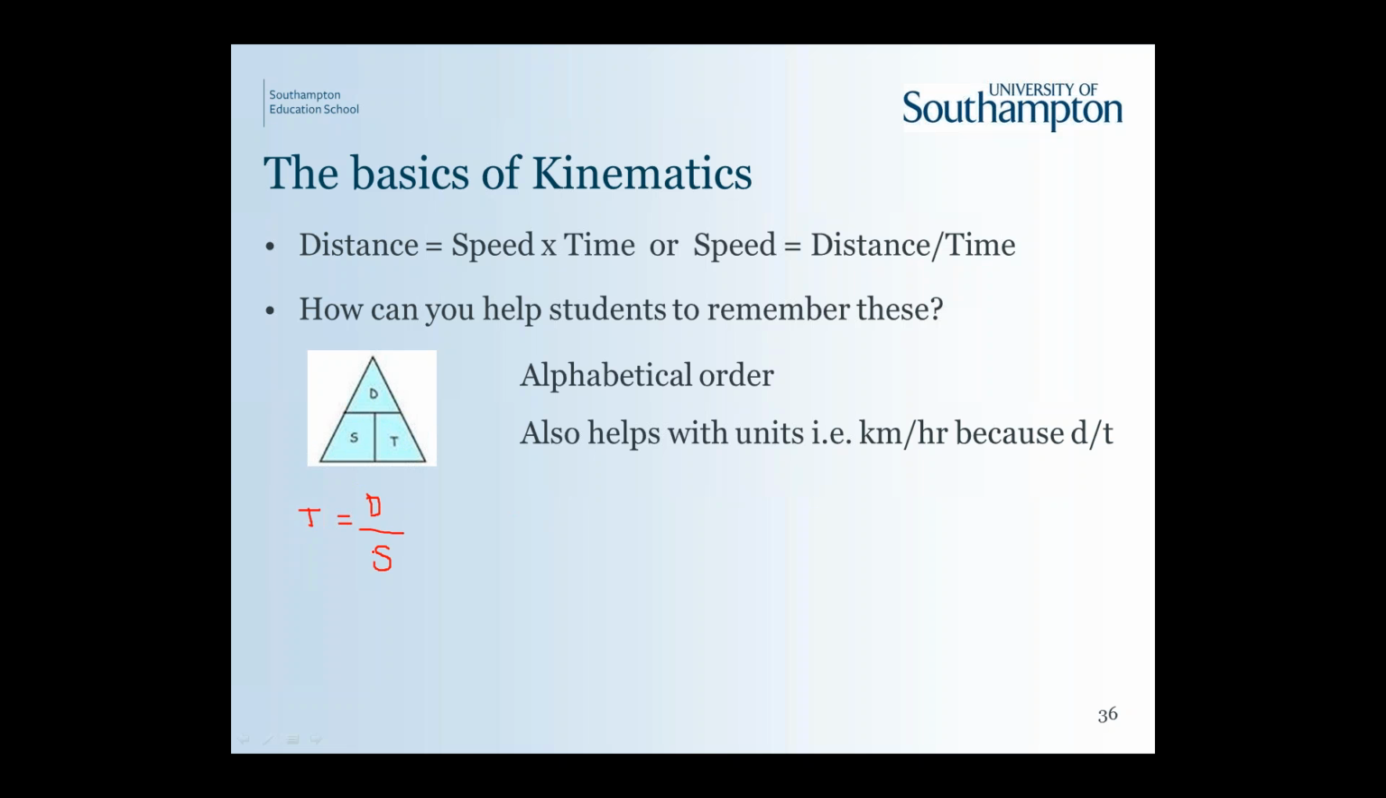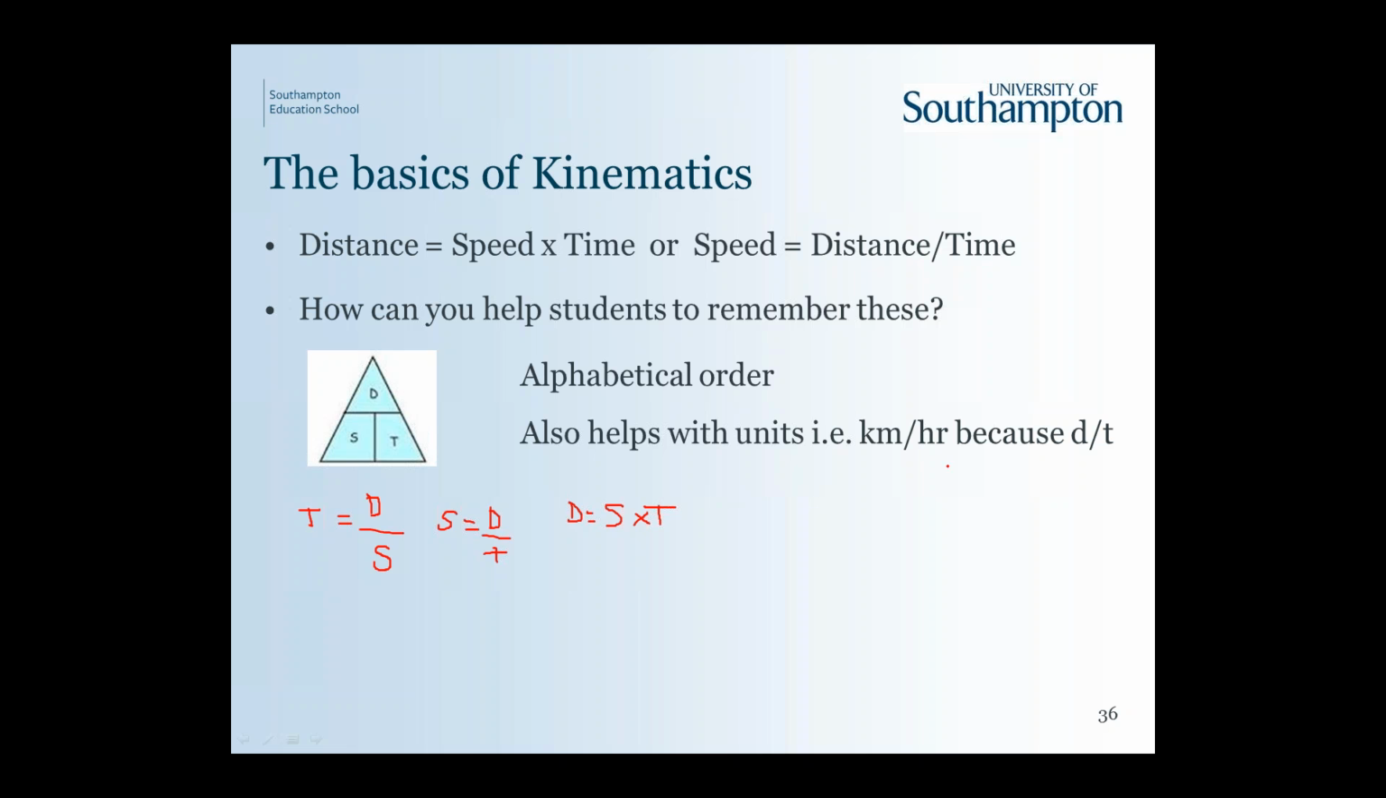So time is distance over speed. Equally, I can put my hand over the S and cover the S up, because I'm trying to find S, and I've got D and the line over the top of the T, so speed is distance over time. And then if I cover up the D, so I'm trying to find distance, I'm left along the bottom with speed, and I know it's a bit weird because it's like a vertical line, but we're multiplying by the T. So that's how the triangle works. They can cover up each bit with their hand, and then they're left with the bits they need.